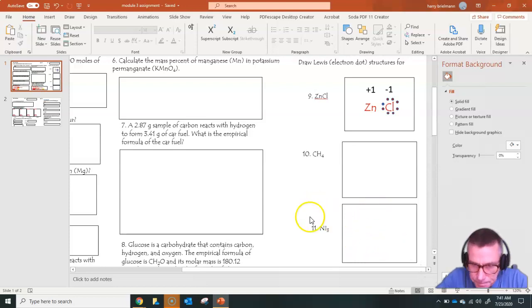And I would draw those, consider whether these need formal charges or not, and you can get through them like that. I hope that this helps you in drawing and figuring out your Lewis, also known as electron dot structures, for Module 3 assignment questions 9 through about 12.